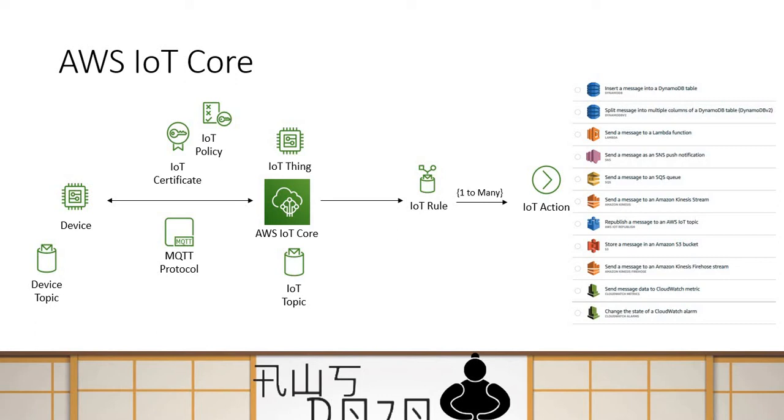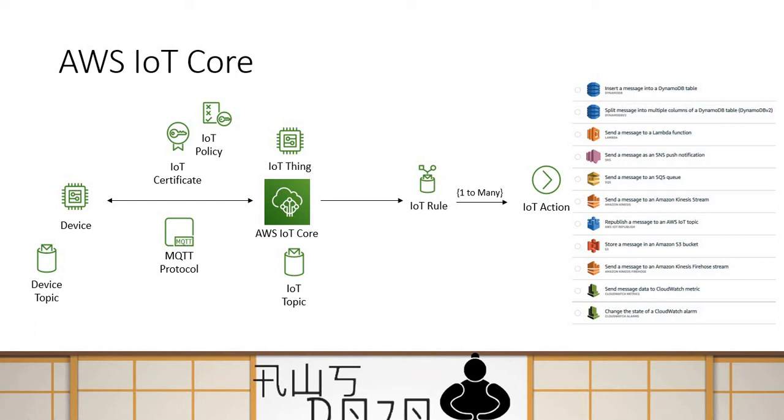Literally, you can do so many things, and there are many out-of-box IoT actions which you can configure in IoT Core, or you can also write your own custom business logic using Lambda function. So that's how your IoT Core communication happens, just to set up a baseline for this particular tutorial.